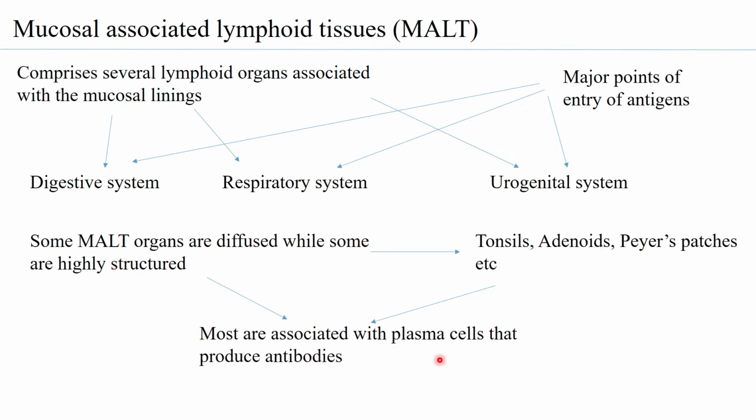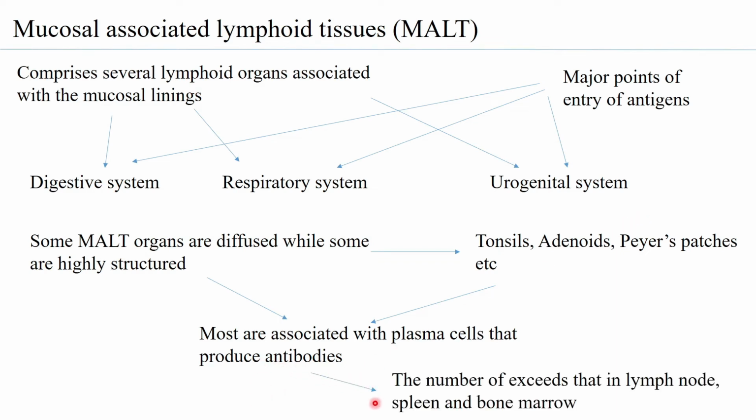And all of these are generally associated with plasma cells, and we all know that plasma cells are the ones producing or secreting antibodies. So, effectively, like the lymph nodes and the spleen, even MALT is eventually responsible for activating B lymphocytes to differentiate into plasma cells that give rise to antibodies. And these antibodies are specific to antigens that have entered through one of these systems. Interestingly, what has been observed is that the number of plasma cells formed exceeds that which is formed in the lymph node, spleen, and bone marrow all put together. So therefore, MALT is definitely a very active system in terms of production of antibodies.